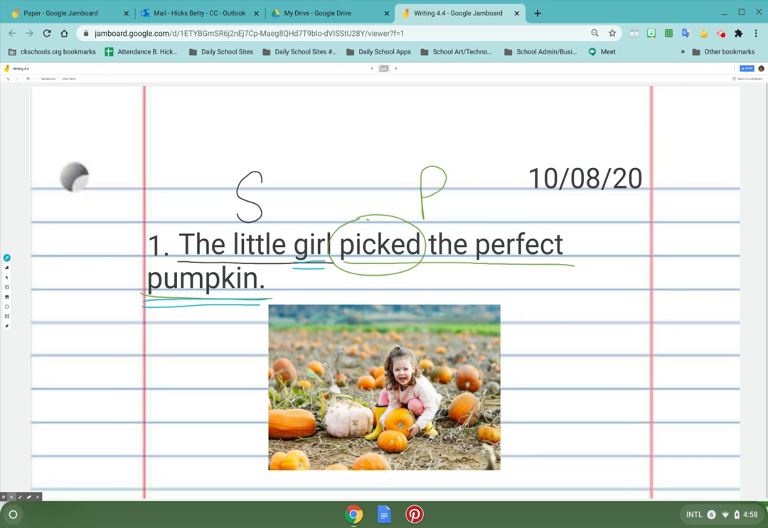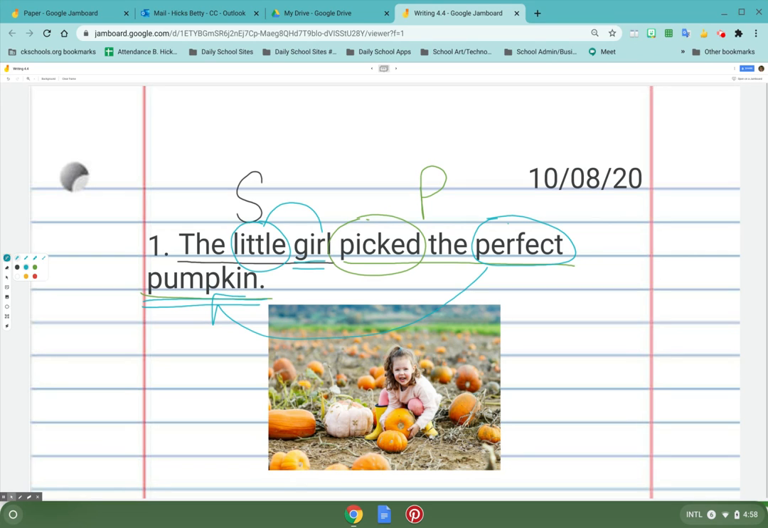And then I ask myself, okay, did I describe the girl? Well, yes, I did. I told you the size of the girl. All right, so I did put an adjective there. And then I said, well, did I describe the pumpkin? Yes, I told you that it was the perfect pumpkin. All right. Now, I could have said the little girl picked the perfect orange pumpkin, but be careful that your adjectives make sense when you write your sentence, because some adjectives do not fit.